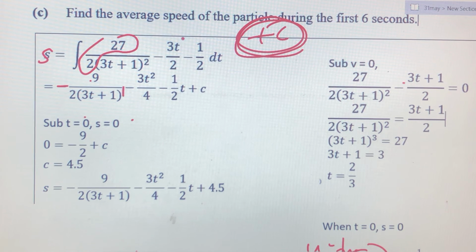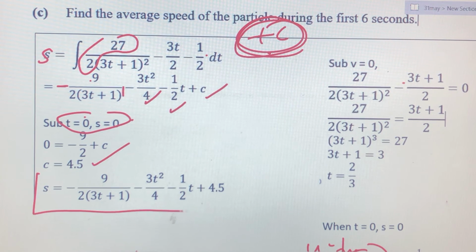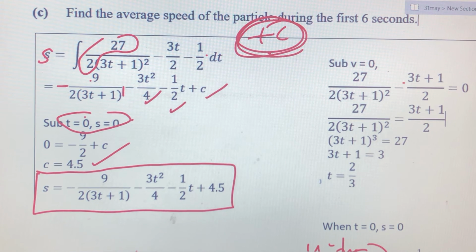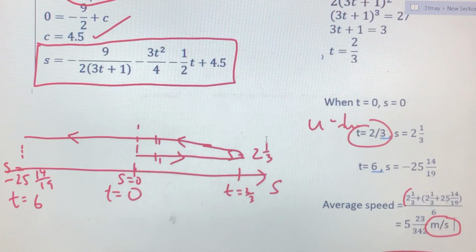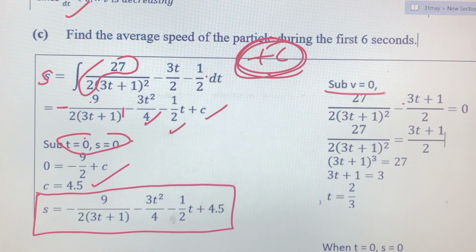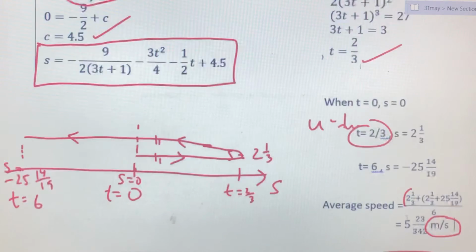Then this one, power plus 1 divided by new power. That's why it's this power plus 1 like that. Then must plus c, don't forget. Then use the initial condition, throw in, you get this, and this is your s equation. Then you need to find out where it U-turns. So you sub v equals 0, and when you sub v equals 0, you will be able to work out t to be 2/3. That means it stops at t equals 2/3 to U-turn.